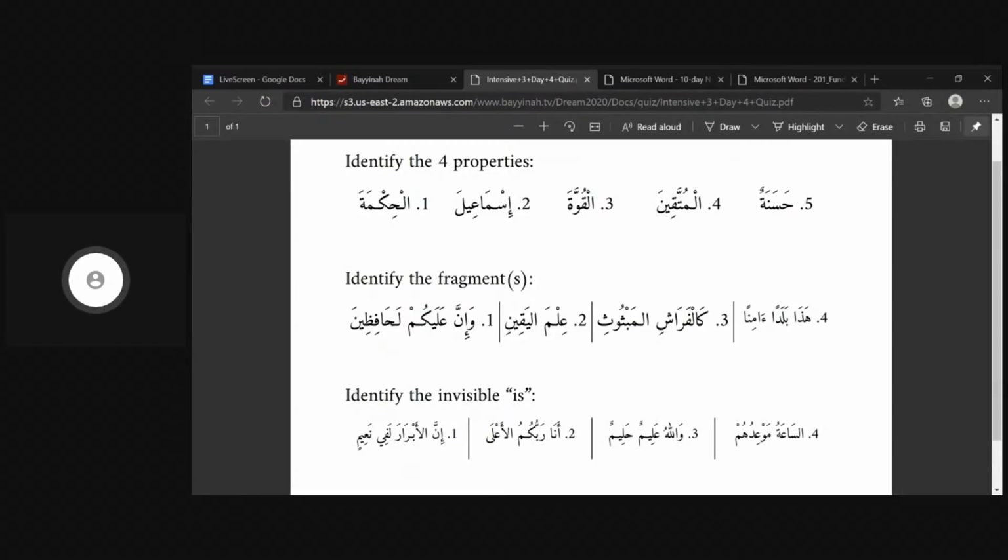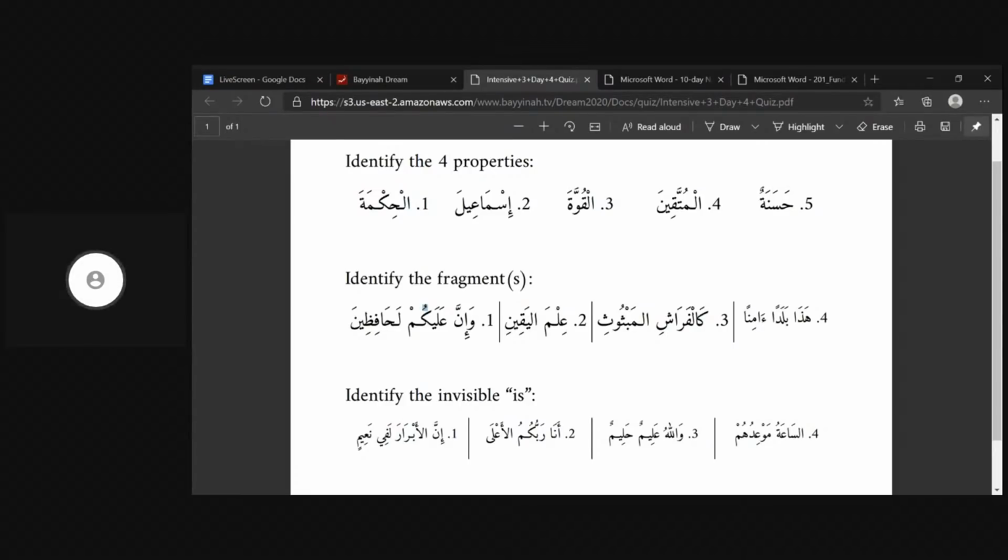Fragment one, wa inna alaykum. This is a sentence, but look at the instructions. The instructions say identify the fragments. You can have a sentence. A sentence is going to be made of fragments, right? Every time I talk, even though I'm talking in sentences, I'm using fragments. So, sure, wa inna alaykum lahafidhin is a sentence, but it's made up of fragments. It's made up of two fragments.